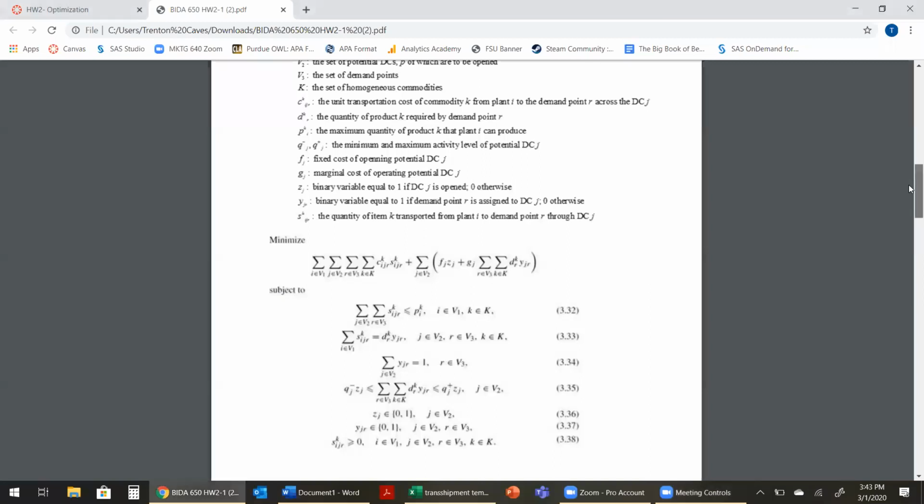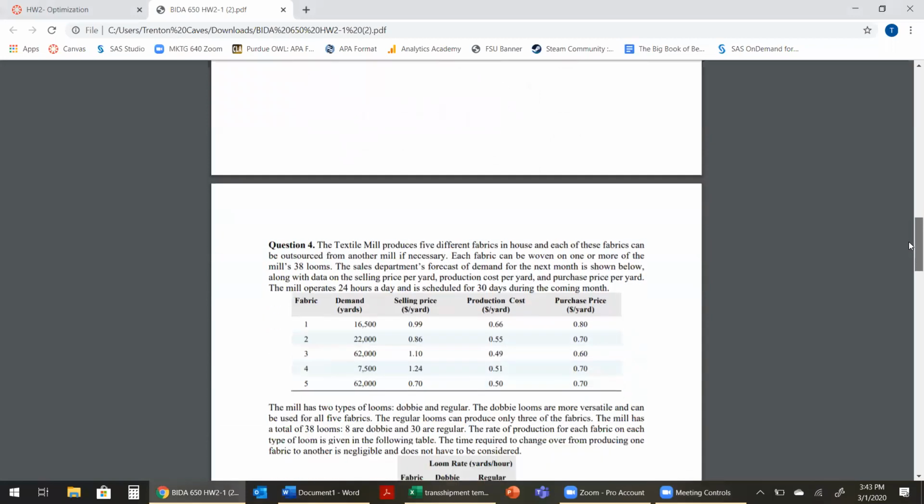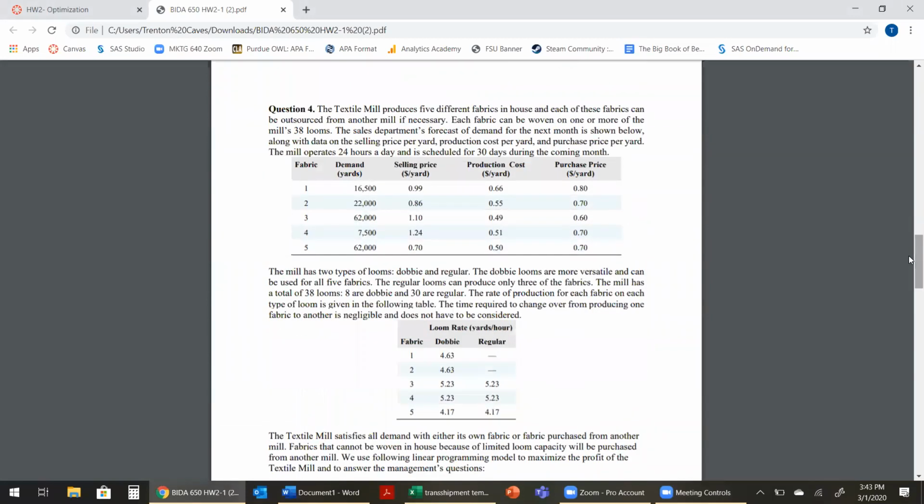All right, then we'll go ahead and move on to question 4. And this is an analysis question. It requires very little actual calculations on your part. It's basically just analyzing the output that's been presented to you. So question 4 talks about a textile mill producing 5 different fabrics on 2 different machines, the Dobie and regular looms.